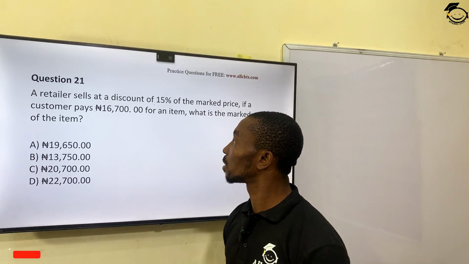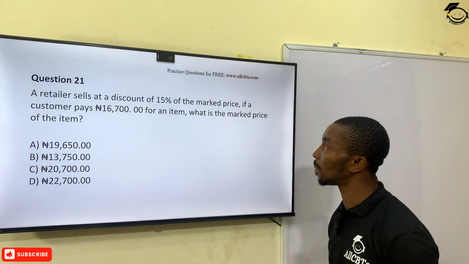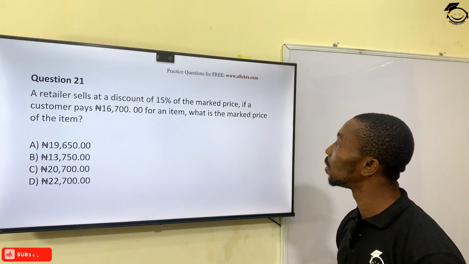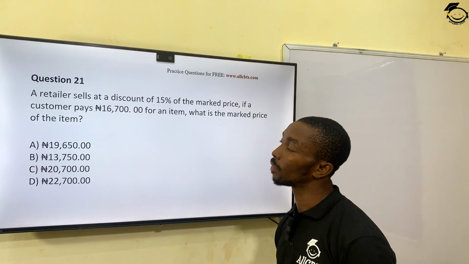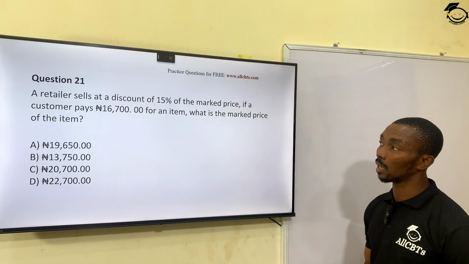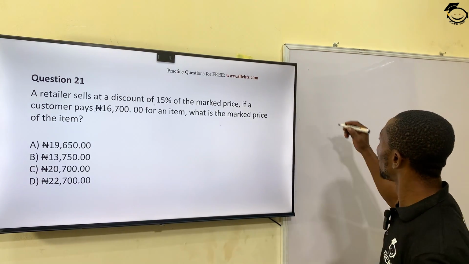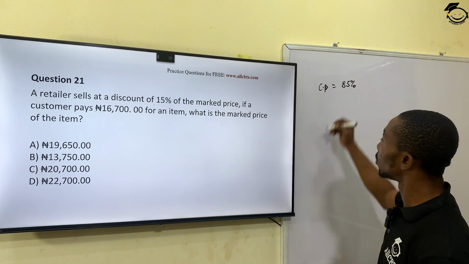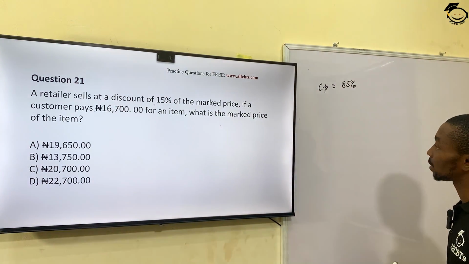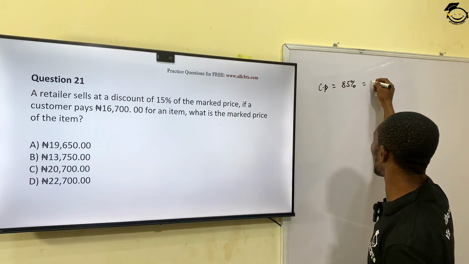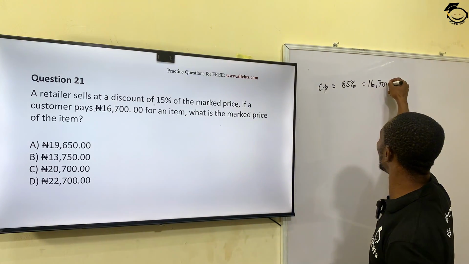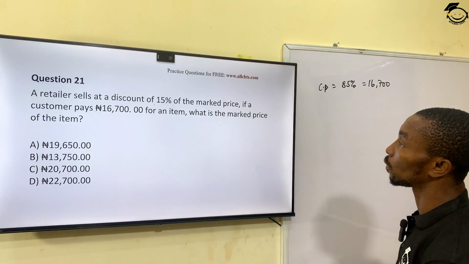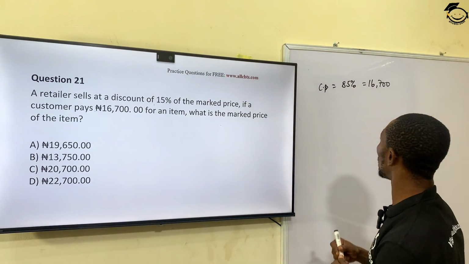A retailer sells at a discount of 15% of the marked price. If a customer pays 16,700 for an item, what is the marked price of the item? Now, if he's selling at a 15% discount, that means the cost price will be 85% of the marked price. So for 85%, he's paying 16,700. So we need to find the price when it's 100%.